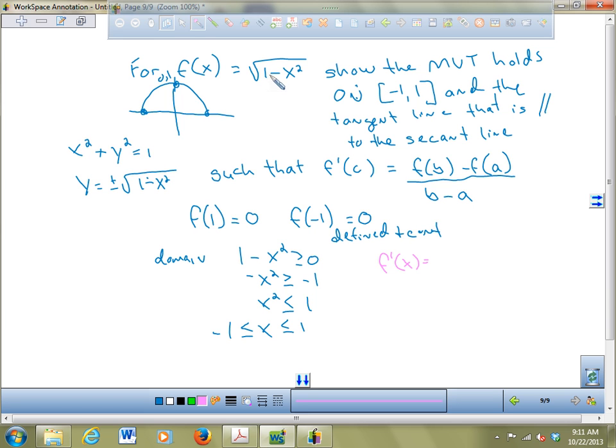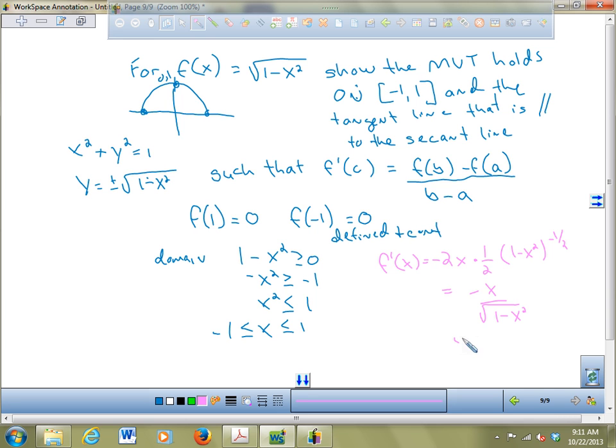Would it be 2x times 1/2? Negative 2x. Negative 2x times 1/2, because you have to write negative x squared, times 1/2 times the square root of 1 minus x squared raised to the what? Negative 1/2, which can be rewritten as negative x over the square root of 1 minus x squared.